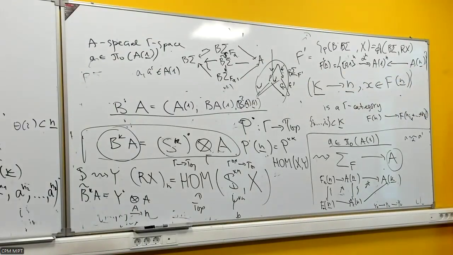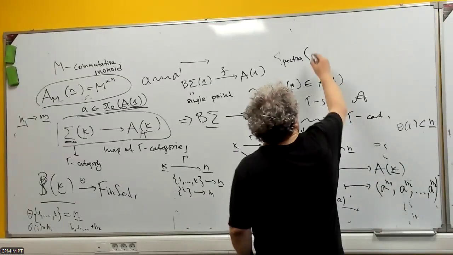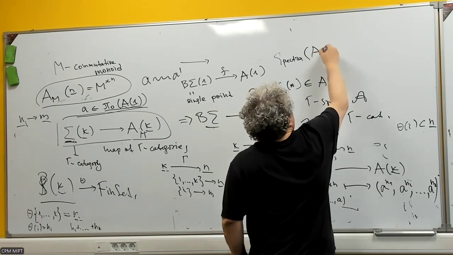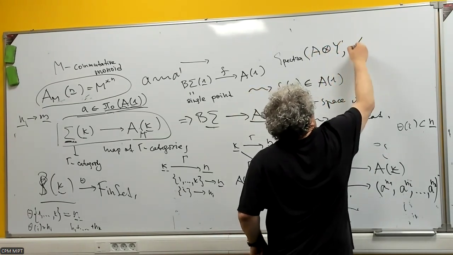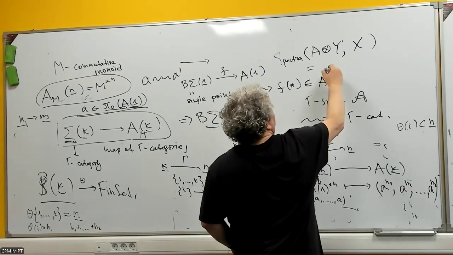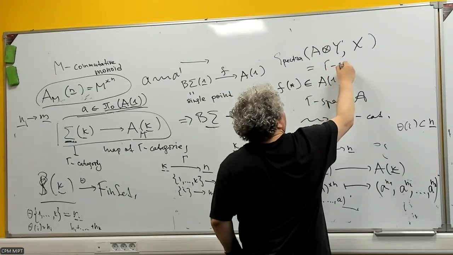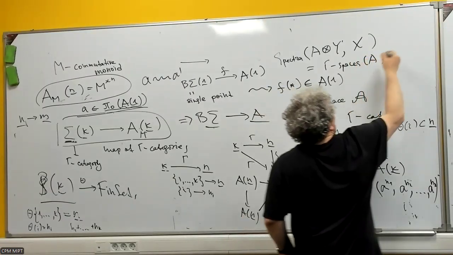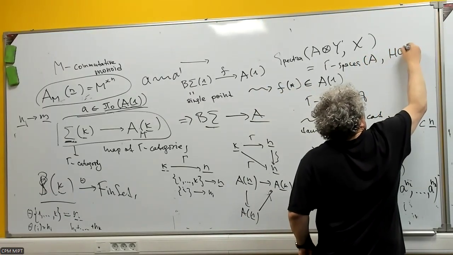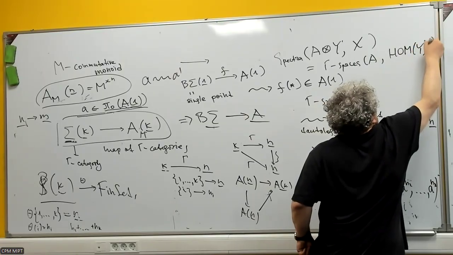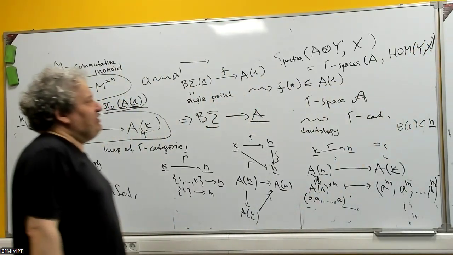I think I said it a bit chaotically, but I actually prepared to write it down. Okay, then spectra from A times any Y, to x, is the same as gamma spaces from A to the Hom of Y to x. So this is actually a general adjunction which holds for any spectrum Y.